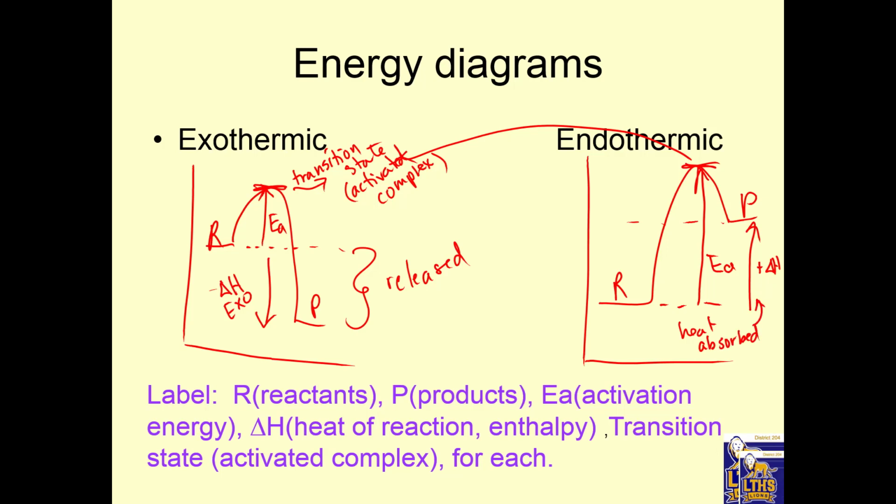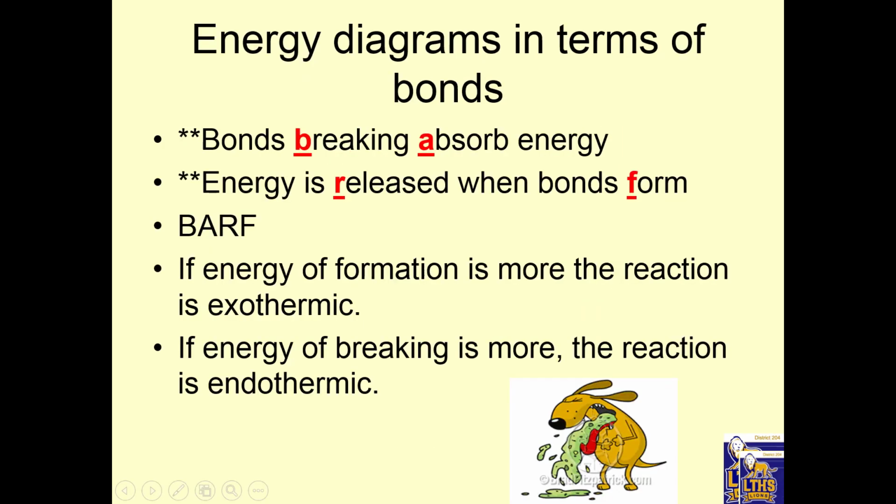Overall, you always absorb energy to break bonds and release it when bonds form, but you don't even need to see the hill to tell if it's endo or exothermic. Here's a way to remember if you want. Ew, the dog is barfing. Why? Because breaking bonds absorbs energy, so you always go uphill to break. Energy is released when bonds form, so you always go downhill when bonds form. Up to break, down to make.